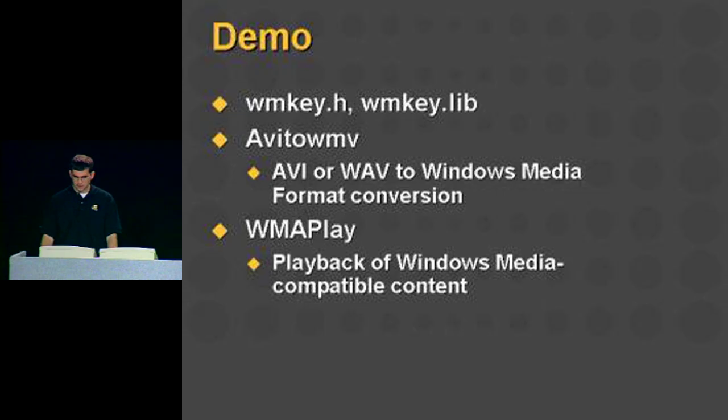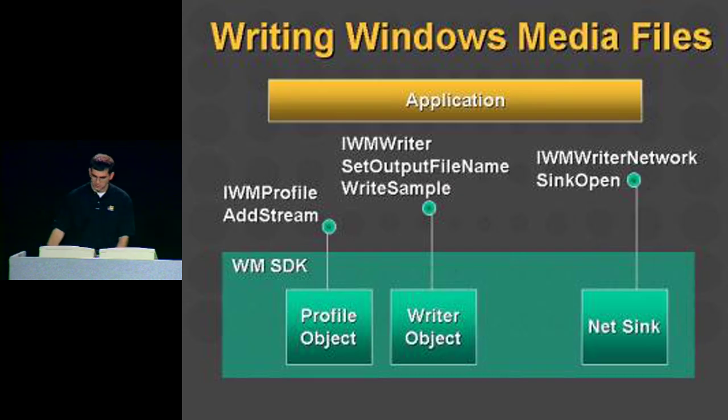Okay, this is a lollipop diagram showing how to use the SDK to write out a file. It's very simple. This is what that AVI to WMV sample does. It instantiates a profile object. If it wasn't using a system profile, it would call add stream and add all the streams and say what type they all are. Then it instantiates a writer object, calls set output file name to say what file to write to, and then it just calls write sample and passes in all of the frames of video data and all of the audio samples. And that's it. That will get you a Windows Media file.